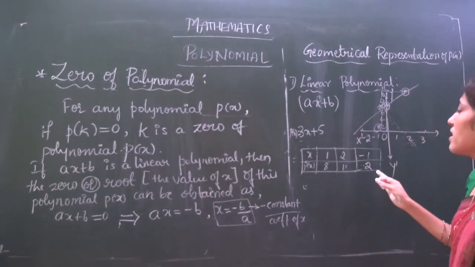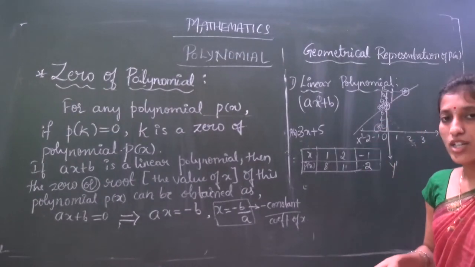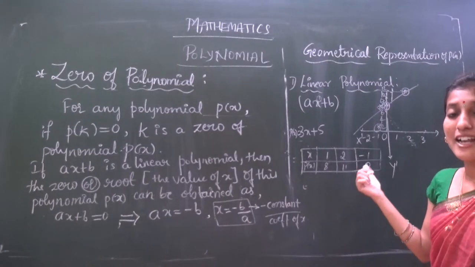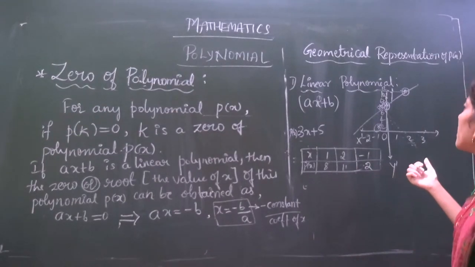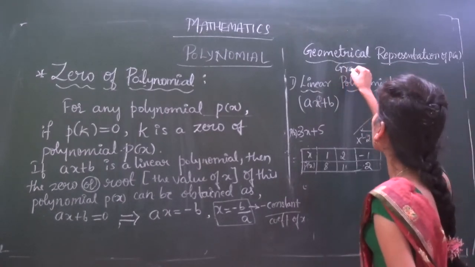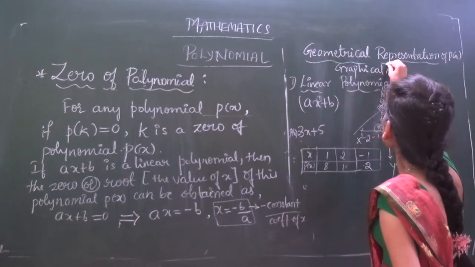This is how we represent a linear polynomial on the Cartesian plane, the x-axis and y-axis, in a geometrical way. Geometrical representation or graphical representation, you can say.